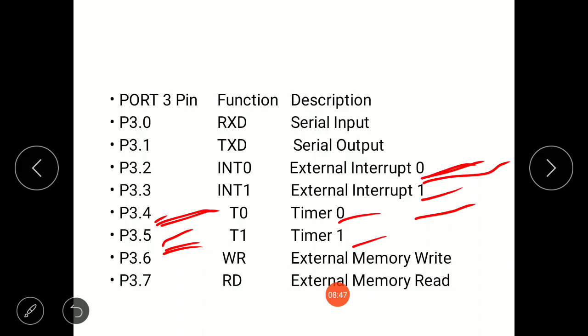Next pin is P36. This is WR bar, and this is the 16th pin of the 8051 microcontroller pin configuration. It is for external memory write. That is, it is used for writing data to the external memory that is connected to the 8051 microcontroller. Next pin is P37, that is RD. This pin is used for reading data from the external memory. So these are the additional functions of the port 3 pins.